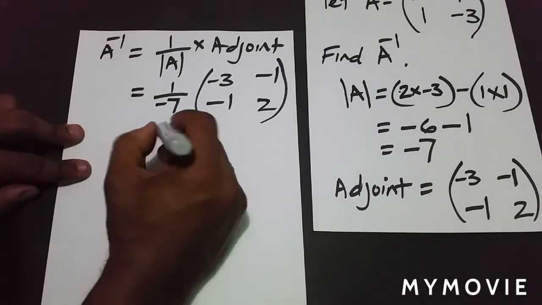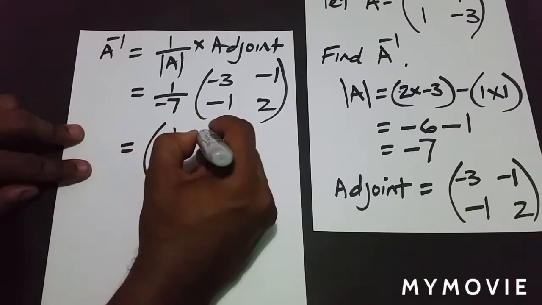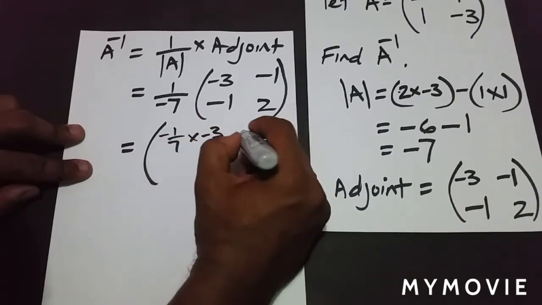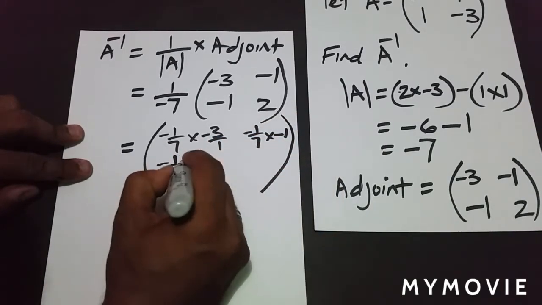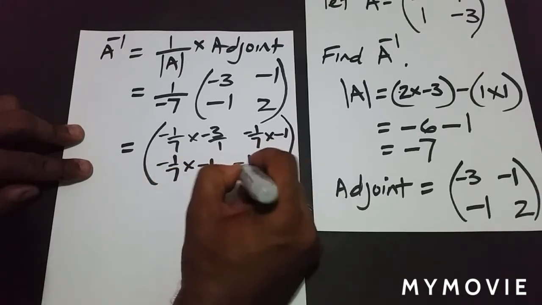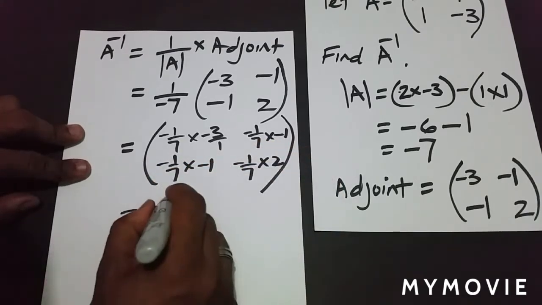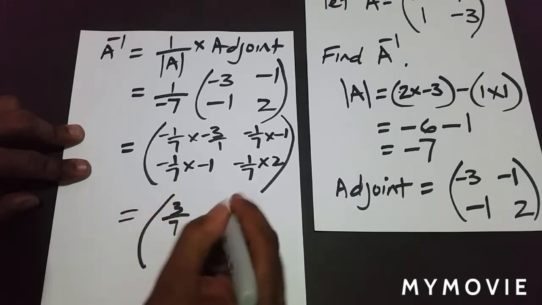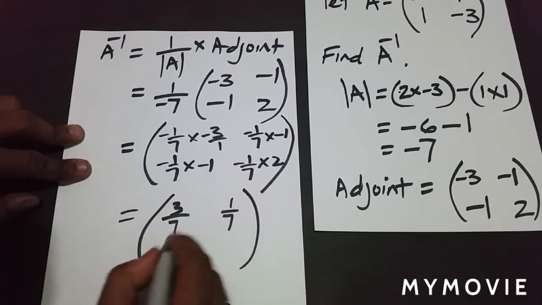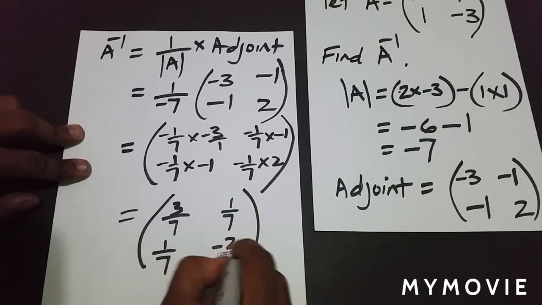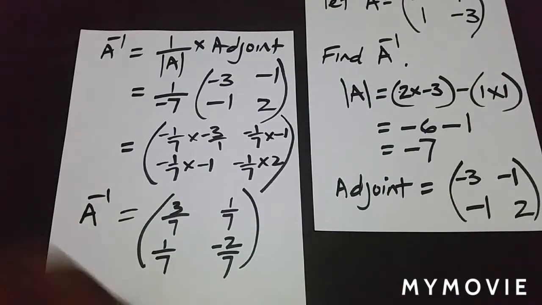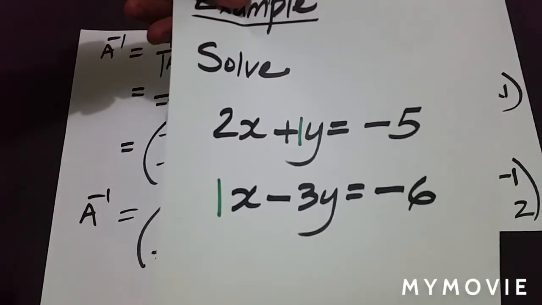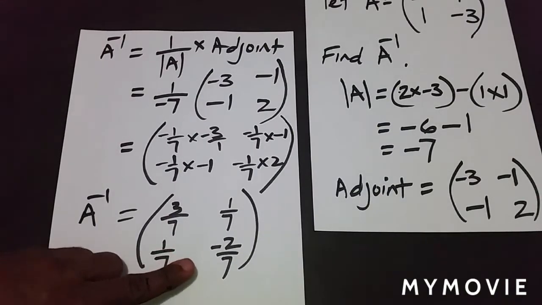So this is simply going to be negative 1/7 times minus 3, negative 1/7 times minus 1, negative 1/7 times minus 1, and negative 1/7 times 2. And that should give us positive 3 over 7, 1 over 7, 1 over 7, and negative 2 over 7. And that is what your inverse is. At this stage, because we have bigger fish to fry, you want to make sure that this is correct.